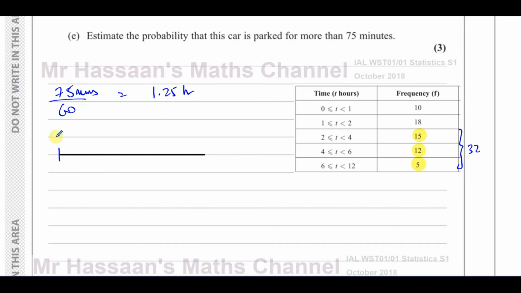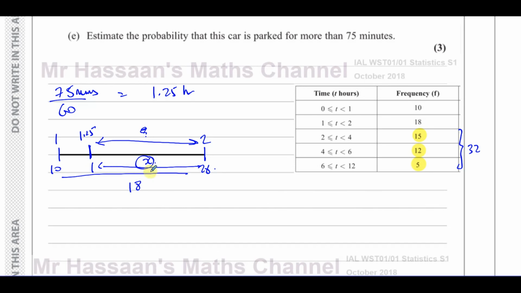We can say this is the group 1 to 2. At the beginning of that group, we're on the 10th entry. By the end of that group, we're on the 28th entry. There are 18 entries in that group altogether. And from 1.25, we want to know how many entries are in this section here. That's what we want to find: the number in that section. How many entries are in this section?